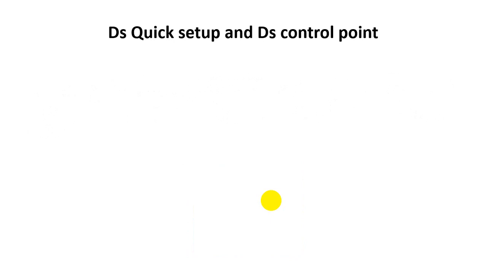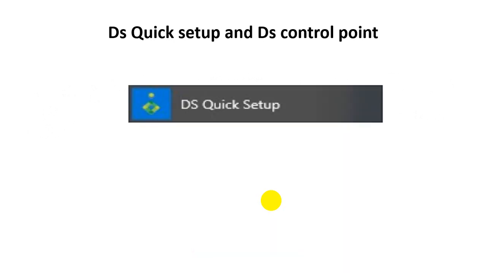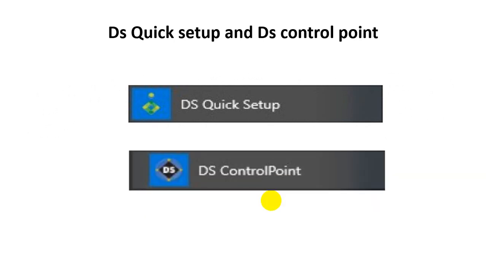In that we are going to concentrate on two sets of options available in the DSNVS installation package. First one is the DS Quick Setup, where we are going to do some initial setups, and DS Control Point, where we are going to monitor the output continuously. So these are the two icons you are going to work with in the DS NVS installation.